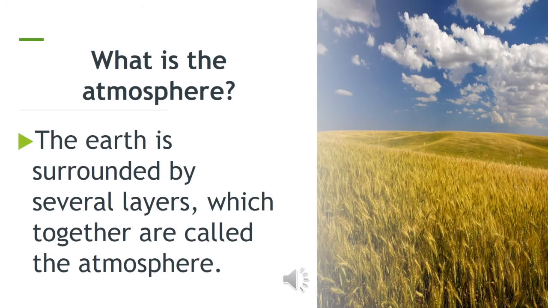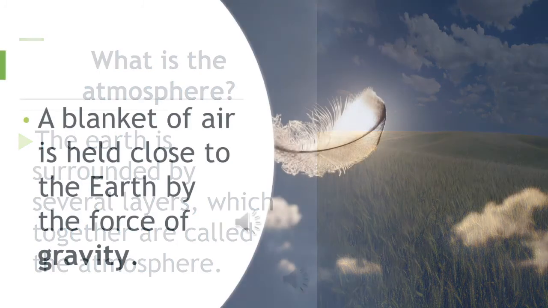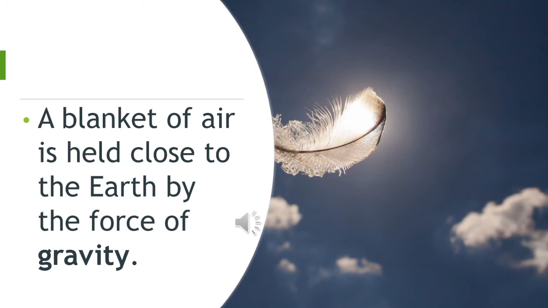What is the atmosphere? The Earth is surrounded by several layers which together are called the atmosphere. It surrounds the Earth completely and is about 900 kilometers thick. A blanket of air is held close to the Earth by the force of gravity. Without it, there would be no air for us to breathe, and all living things would die. There would be no wind, and the world would be silent and dead.